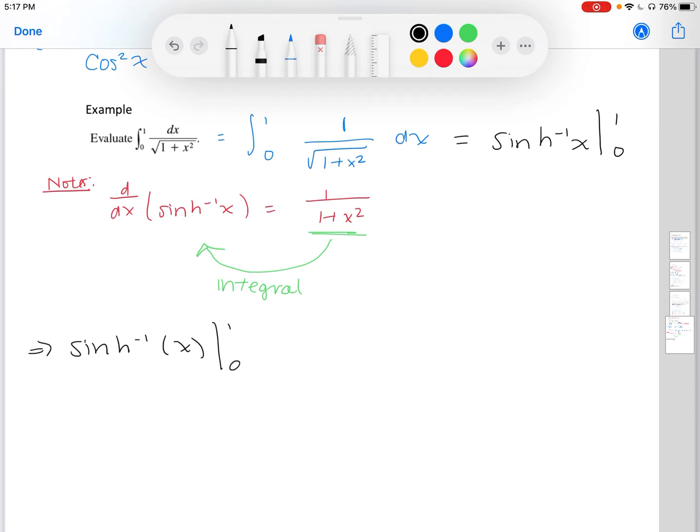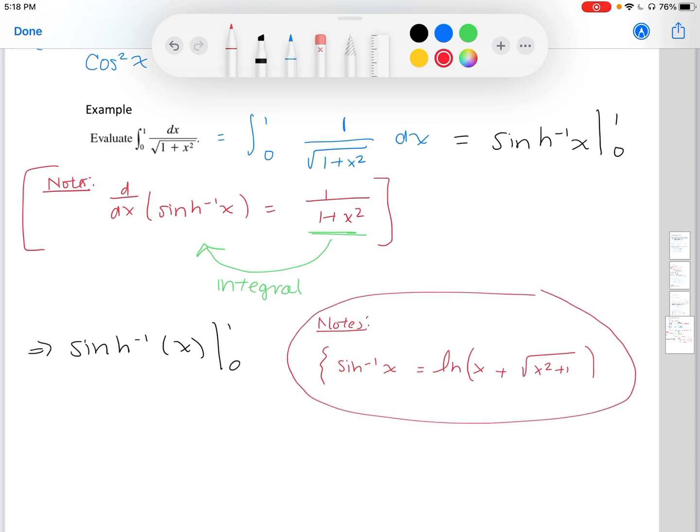But do we know how to evaluate hyperbolic trig functions? No, we don't. But again, from our notes, we were told that we can always rewrite them as a logarithm argument. So from our notes, again, you have this in the box above. We have that sinh inverse of x is the same as the ln of x plus the square root of x squared plus 1. All right, so from our notes, you can go ahead and make that change.